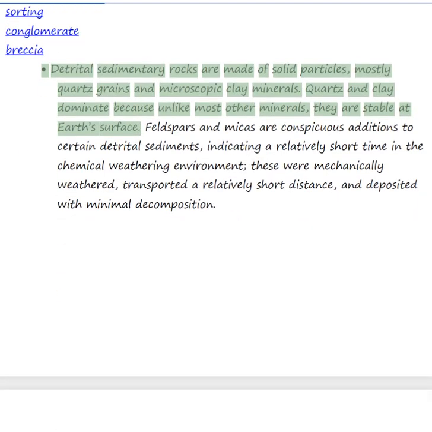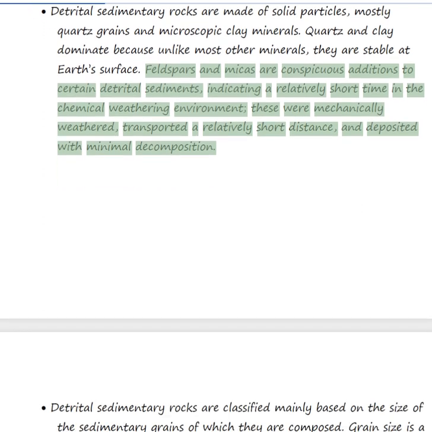Detrital sedimentary rocks are made of solid particles, mostly quartz grains and microscopic clay minerals. Quartz and clay dominate because, unlike most other minerals, they are stable at Earth's surface. Feldspars and micas are conspicuous additions to certain detrital sediments, indicating a relatively short time in the chemical weathering environment. These were mechanically weathered, transported a relatively short distance, and deposited with minimal decomposition.